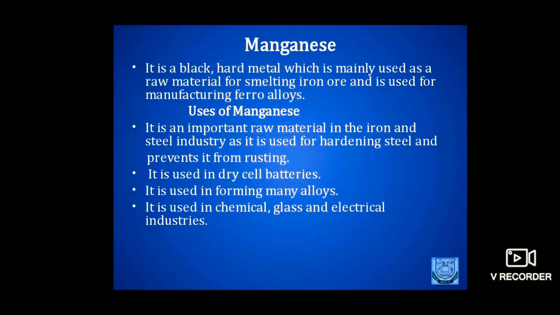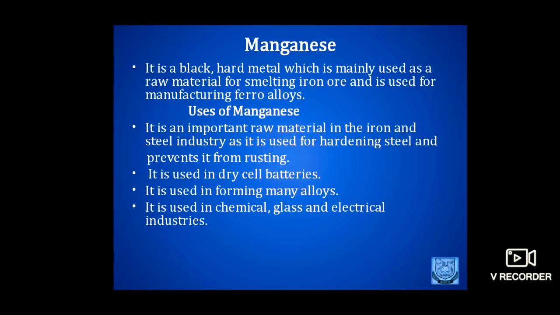The next mineral we are going to discuss is manganese. Again, manganese is one of the metallic minerals. Manganese is a black, hard and iron-like metal which occurs as a natural oxide. It's an important raw material for smelting of iron ore. That is iron ore extraction, that is, taking iron from the iron ore. It is also used for manufacturing ferroalloys.